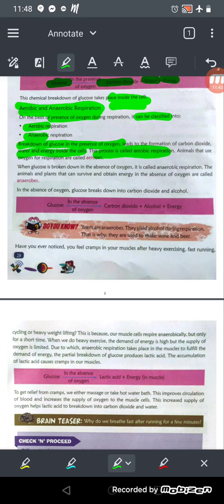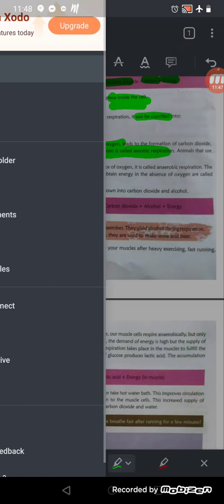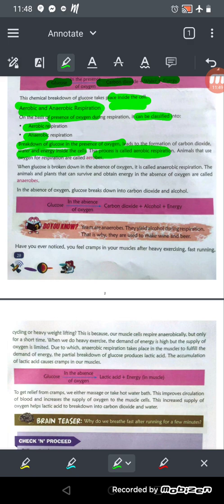Okay, now let's see about anaerobic. When glucose is broken down in the absence of oxygen, it is called anaerobic respiration. And the animals and plants that can survive and obtain energy in the absence of oxygen are called anaerobes.